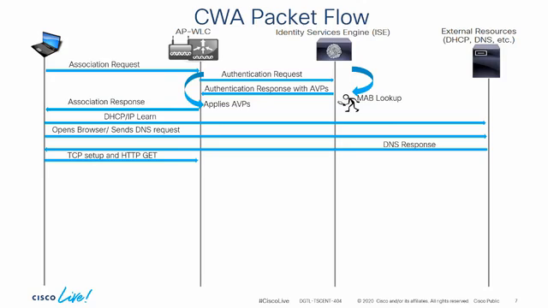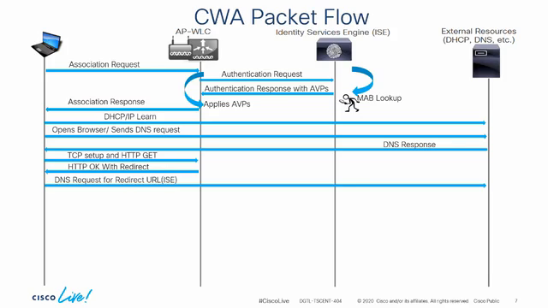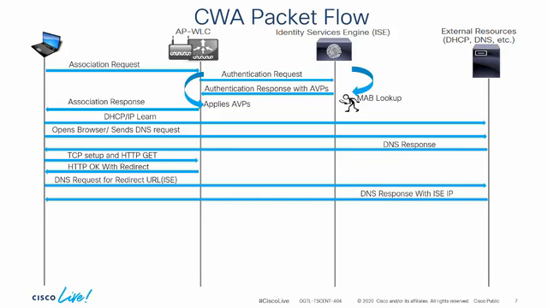The client will then try to set up TCP with the address it received in the DNS response, and the controller will intercept this and set up TCP with the client. After the TCP setup, the client will send an HTTP GET, which the controller will also intercept and respond to with an HTTP OK, which has the redirect in it. This redirect URL will be for the CWA portal on ICE. The client will now send another DNS request for the redirect URL, which it should get a response for. This is to say that the DNS server they go to has to be able to resolve the redirect URL to the ICE IP address in order for CWA to work.